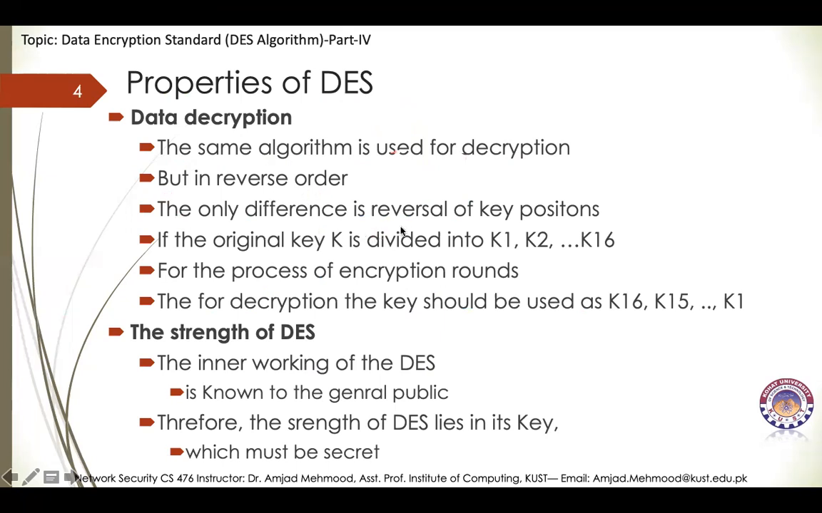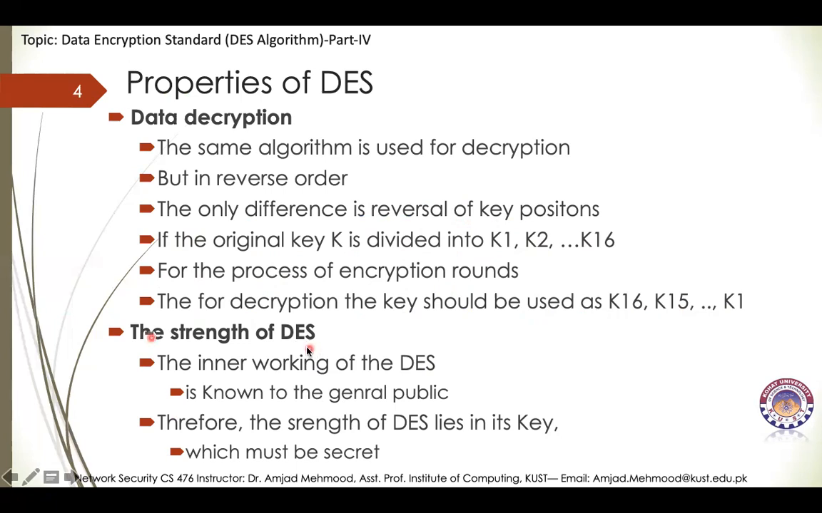The only difference is reversal of key position. If K is the key and it is divided into K1, K2 up to K16 subkeys for the process of encryption, then for the decryption the keys should be used as K16, K15 and so on up to K1. So this is how the decryption will be performed at the receiver side.